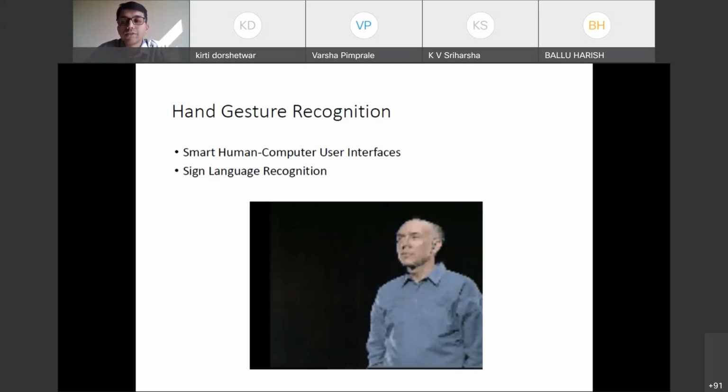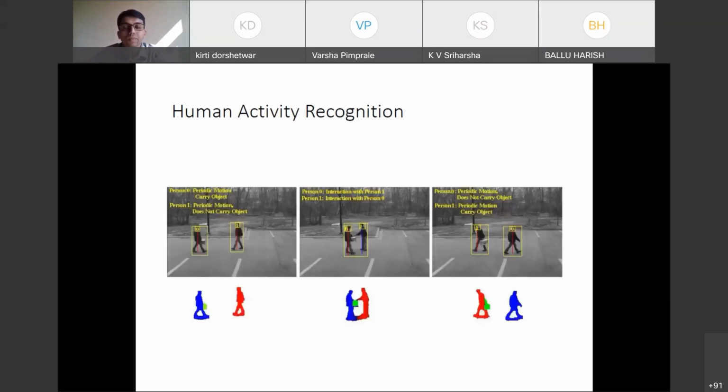Currently, mobile phones are there which can be used as a camera to interpret what sign language is being spoken by a deaf and mute person. Then you have human activity recognition, in which two people are moving, and we check whether there is a transfer or any interaction between the two people.